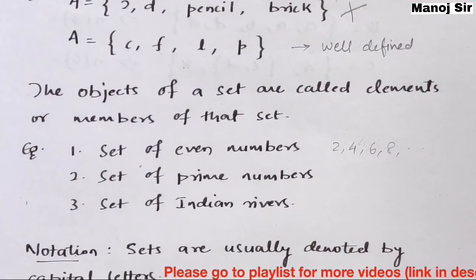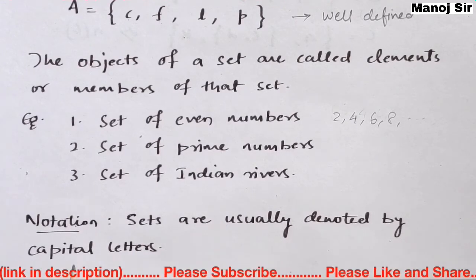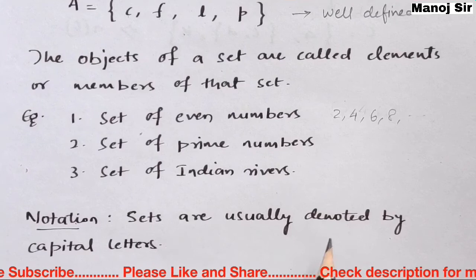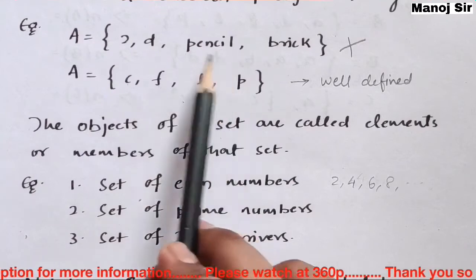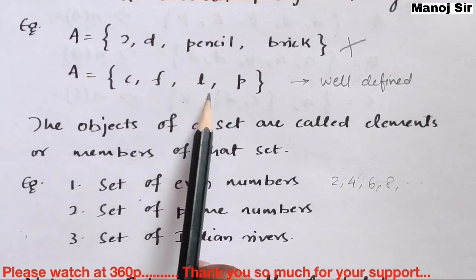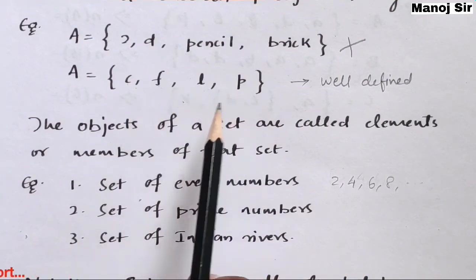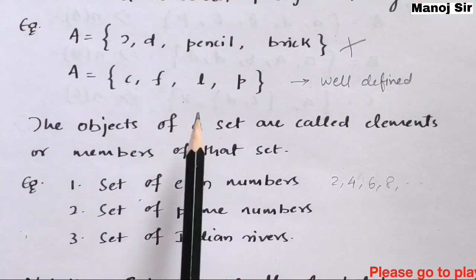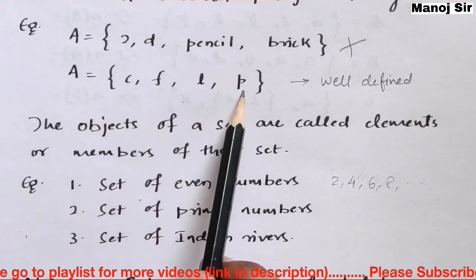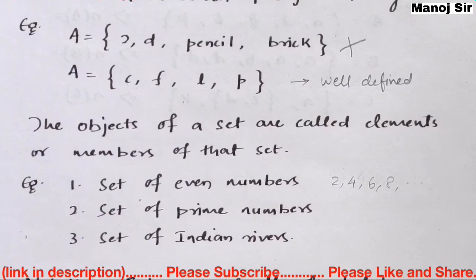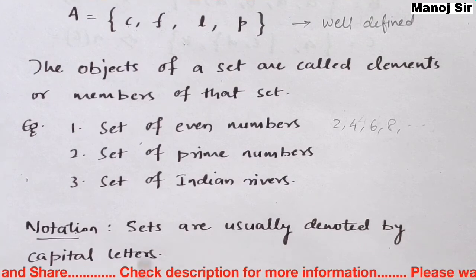Now we will discuss a small topic: notation of a set. Sets are usually denoted by capital letters. Here we are using small letters, but these are not sets. These all are elements or members of a set. A is my set, which comprises these well defined elements. So sets are usually denoted by capital letters.